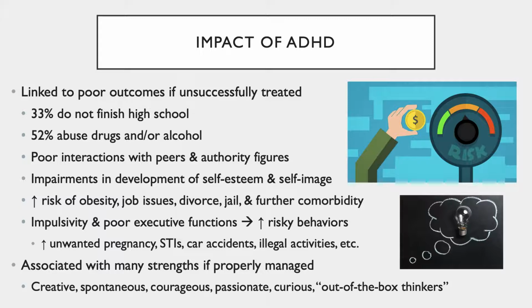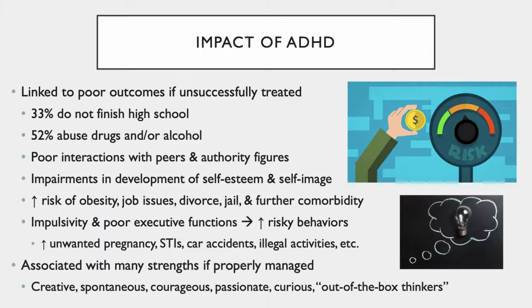Impairments in development of self-esteem and self-image do relate to issues with peers and authority figures, but it's more than that. Imagine being the student who's falling behind in terms of their peers and doesn't understand why. Or perhaps they're getting a lot of feedback of, they would be really great if they just tried harder. Now, if you know you're trying your best and you continually get the message that you could do great if you try harder, that does lead to the deterioration of self-esteem. You're having trouble with your friends, you're having trouble with your teachers, trouble with your parents, and trouble with school.